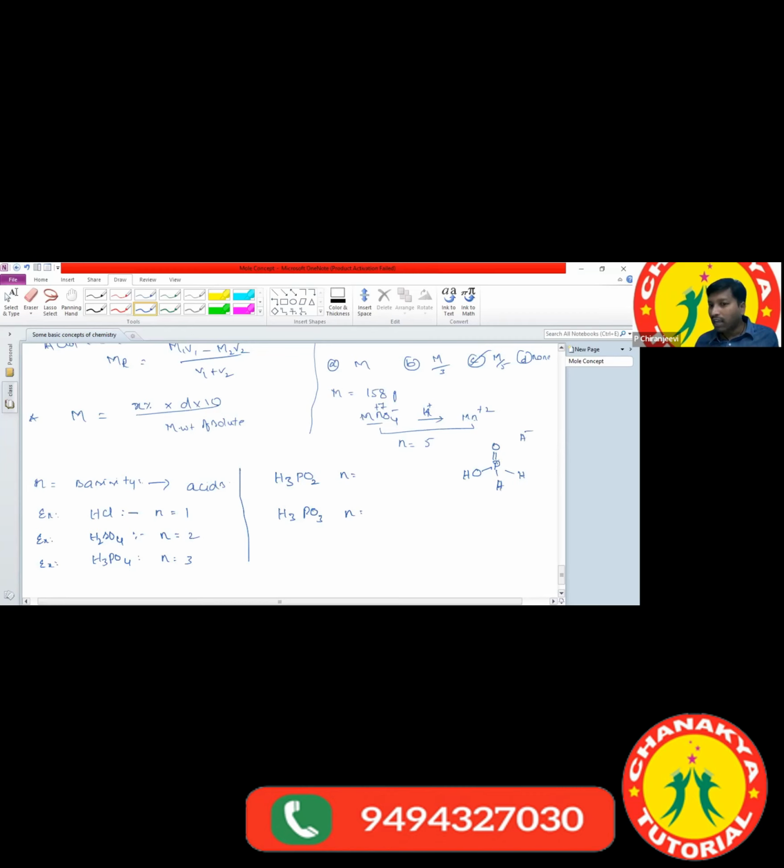According to that, in the given molecule H3PO2, the N factor is equal to 1. How am I telling that? The hydrogen which is attached to the oxygen comes out in the form of H plus, but not the hydrogen attached to the phosphorus. So we can get only 1 H plus ion, then the N factor is equal to 1.